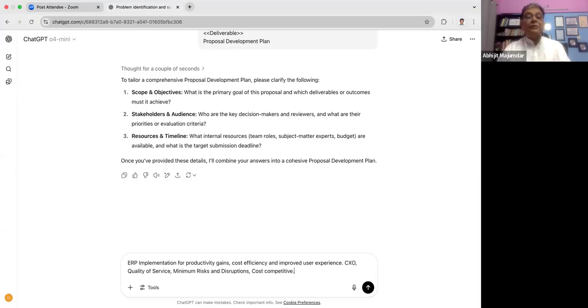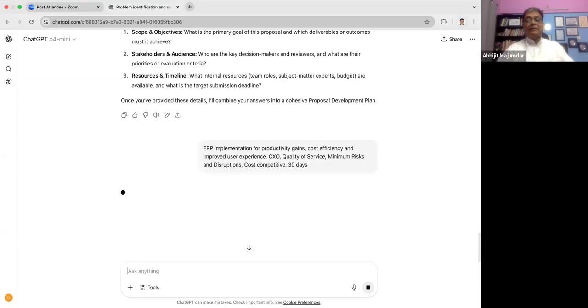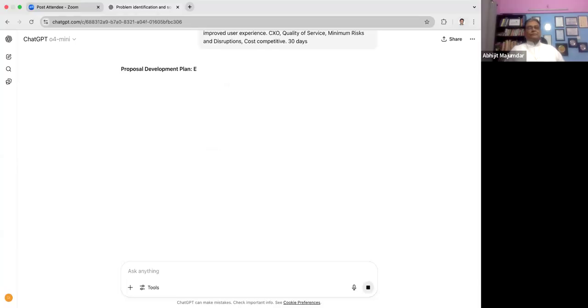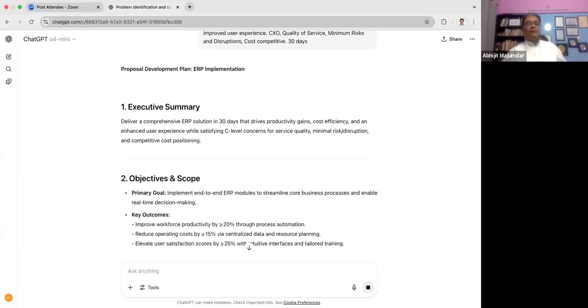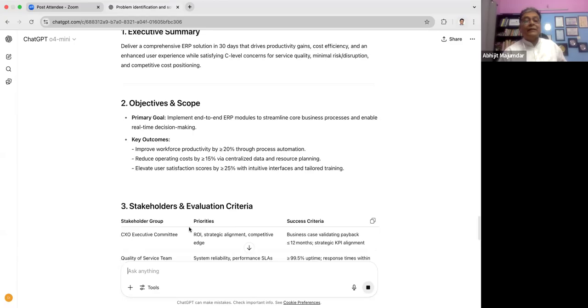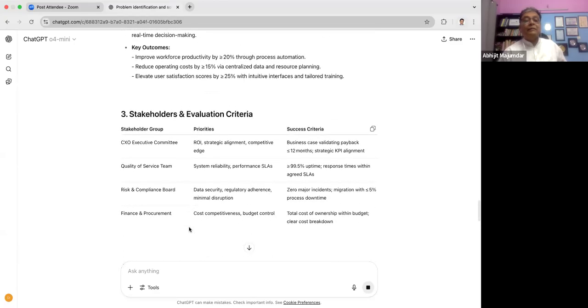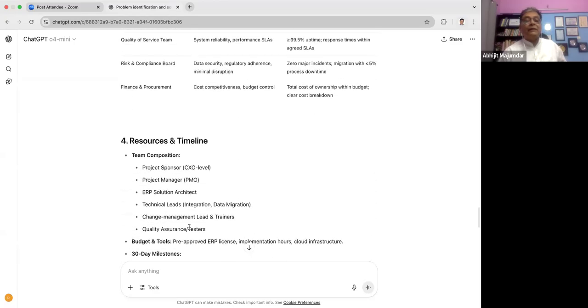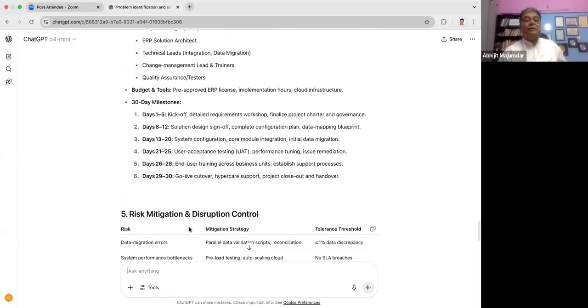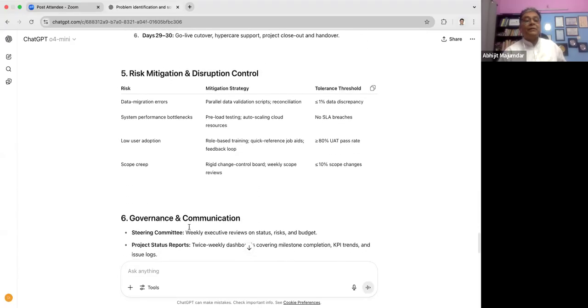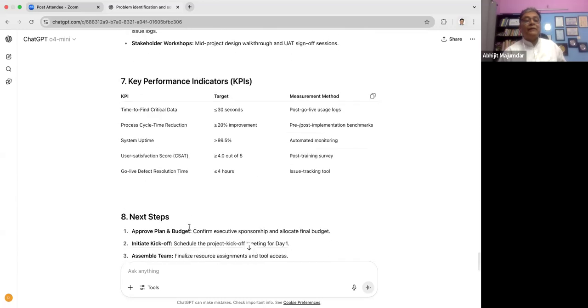And the third is resource and time. What internal resources are available? What is the target submission deadline? Okay, I have 30 days. Let me say this. So it takes that, and then based on that, it has now created everything here. It has given me a 30-day milestone, risk mitigation, governance, KPIs, everything here.